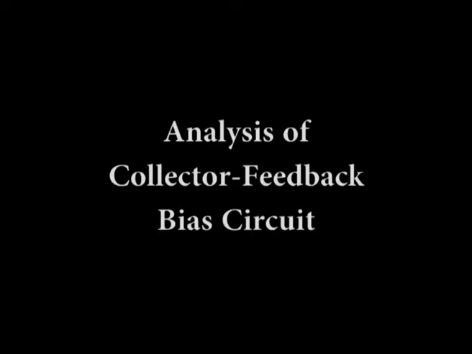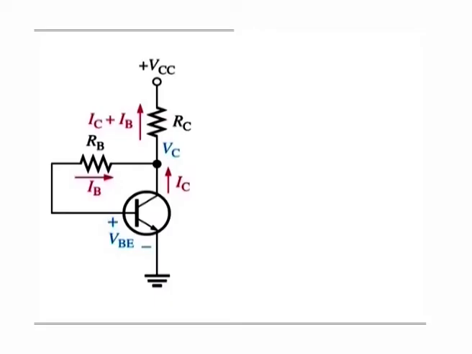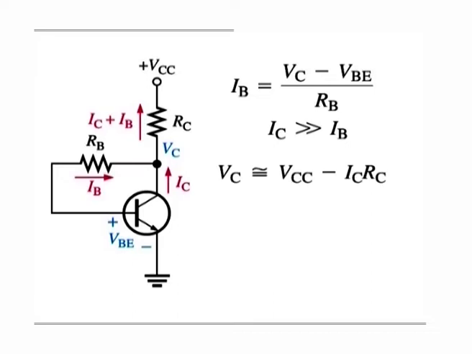Analysis of a collector feedback bias circuit. By Ohm's law, the base current can be expressed as IB is equal to (VC minus VBE) over RB. Let us assume that IC is very much greater than IB. Then collector voltage VC is approximately equal to VCC minus IC into RC. Also, IB is equal to IC over beta DC.